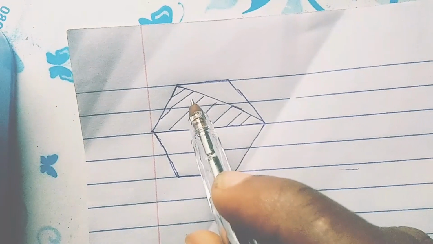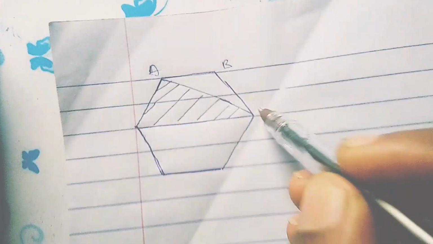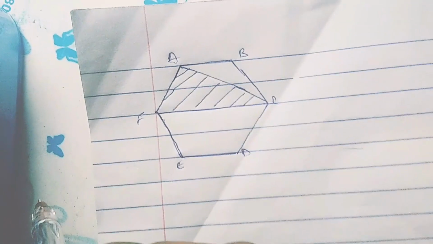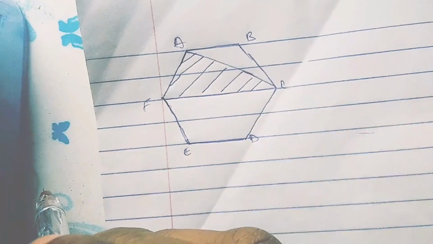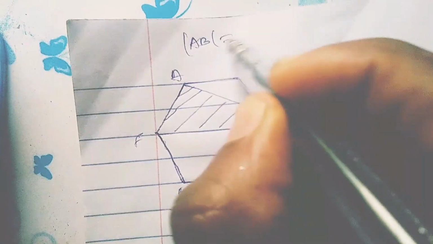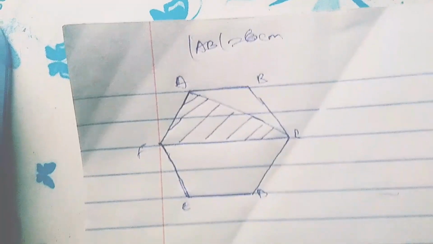Today we are going to be solving these questions. Now this is a regular pentagon. So let's see, this is A, B, C, D, E, and F. Now we are told that this is a regular polygon, in the sense that all sides are equal, and each of the sides is equal to 6 centimeters.